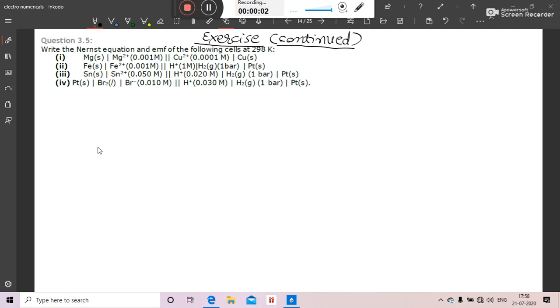Hello students, let us discuss the numericals of the exercise. Question 3.5. Write the Nernst equation and EMF of the following cells at 298 Kelvin temperature. First is Mg/Mg2+, salt bridge, Cu2+/Cu. So we have to find two things. First is the Nernst equation and second is the EMF of the cell.